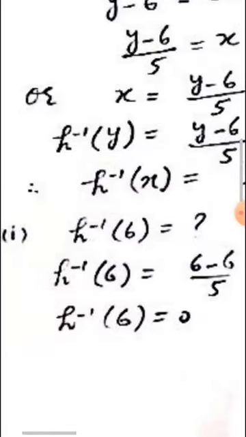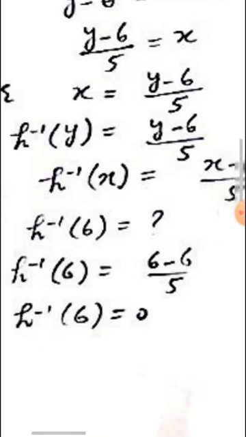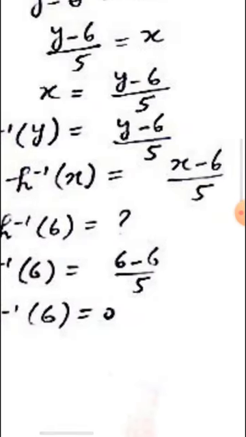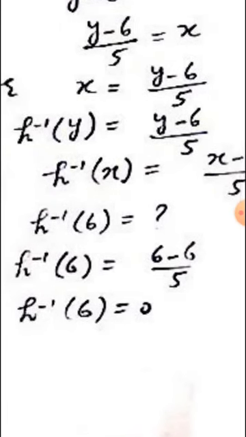First part, h inverse 6 we want to find. H inverse 6, so you will put the value of x, which is 6. So h inverse 6 is equal to (6 minus 6) over 5. 6 is the value of x. So (6 minus 6) over 5, 0 over 5 means 0. So h inverse 6 is equal to 0.